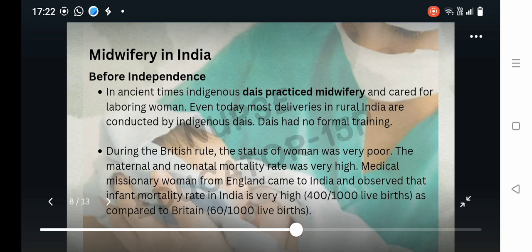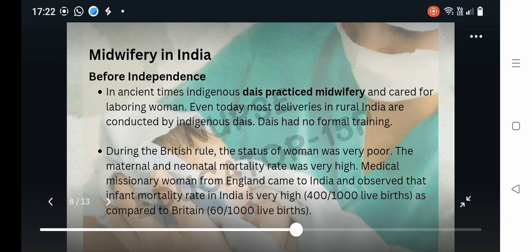But during the British rule, the status of women was very poor. Why was it so poor? Because the maternal and neonatal mortality rate was very high. That means the death rate of women delivering and of newborns was very high in India. So medical missionary women from England came to India and observed that the infant mortality rate in India was very high.